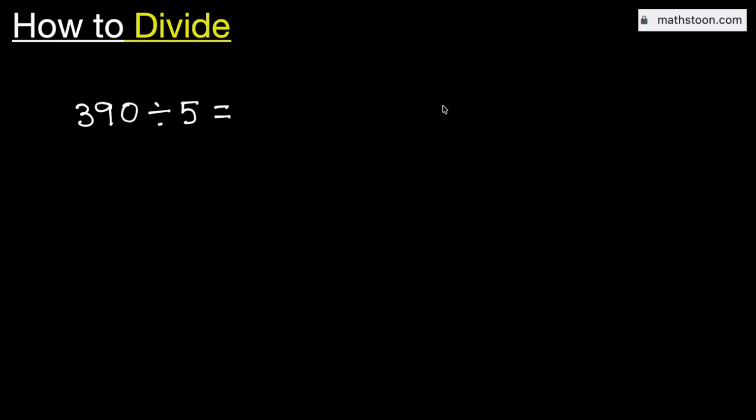In this video, let us learn how to divide the number 390 by 5 using the long division method. See that 3 is less than 5. That is why we will consider the number 39. We know that 5 times 7 is 35 and it is closer to 39. If we subtract, we get 4.